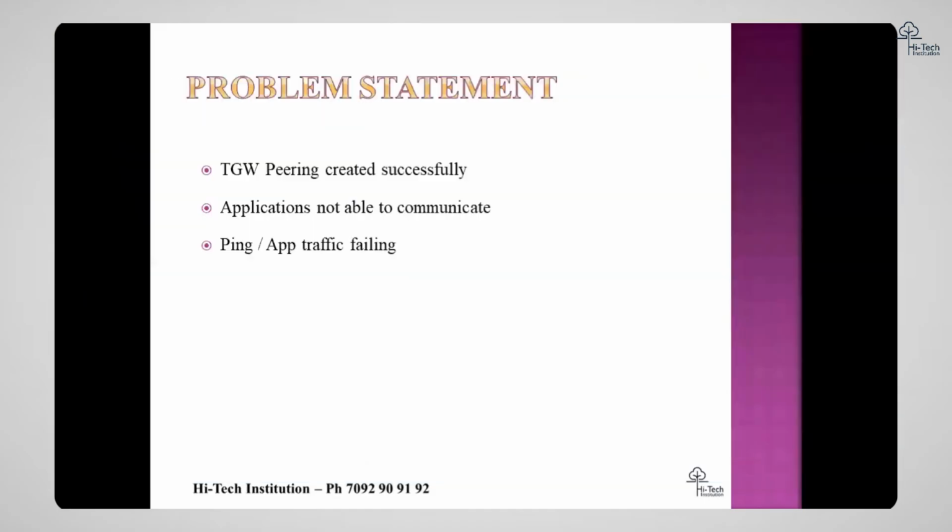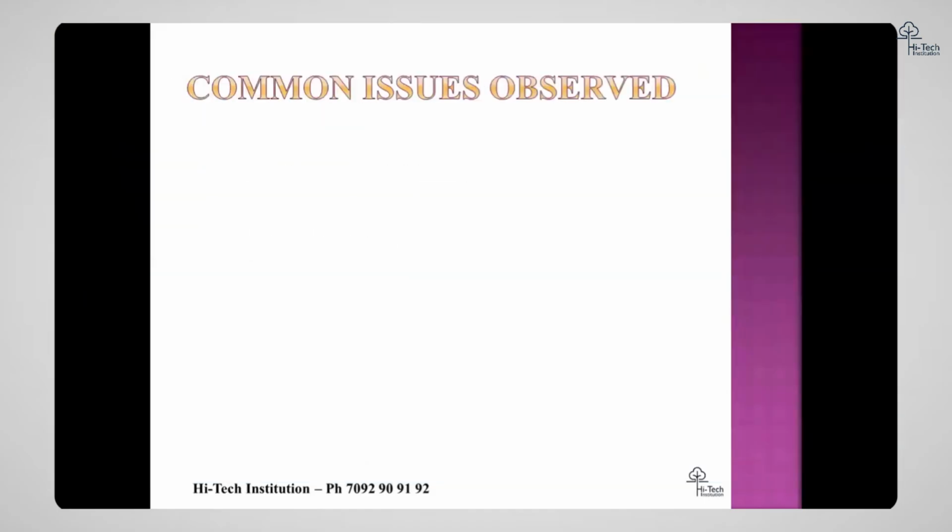Now, this is a place where we are going to start our common issues we observed, what all the criteria we can take as a troubleshooting point. Point number one, first we need to validate Singapore VPC and Mumbai VPC. The CIDRs are not supposed to overlap.